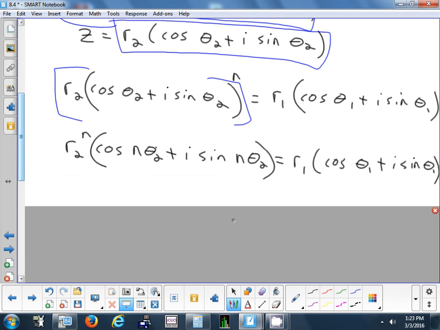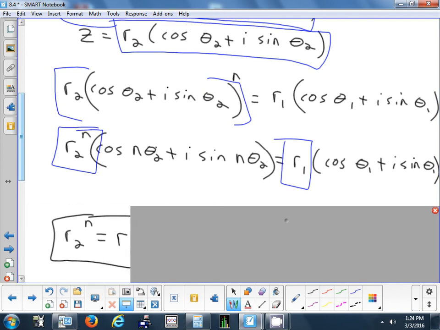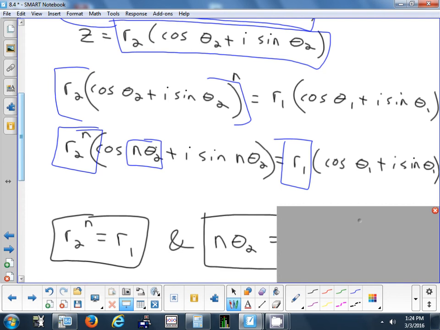And now at this point, we just have to look at the equation and make what's on the left match what's on the right. Well, there's a radius on the left, and there's a radius on the right. Those two things have to equal each other. The radius on the left has to match the radius on the right. And what do you think about the angle on the left? What does it have to match? The angle on the left has to match the angle on the right.